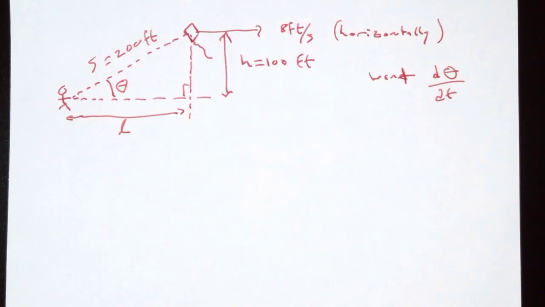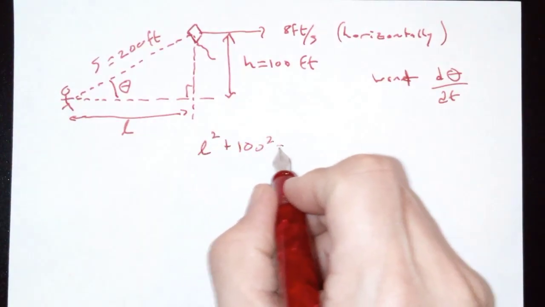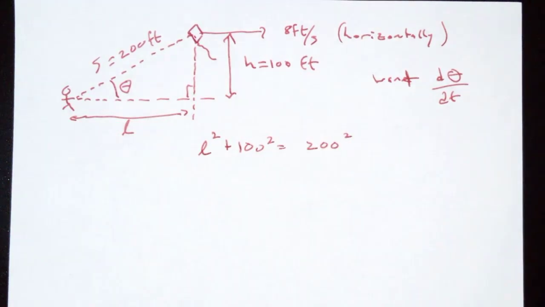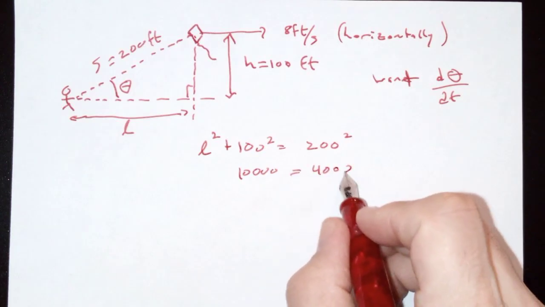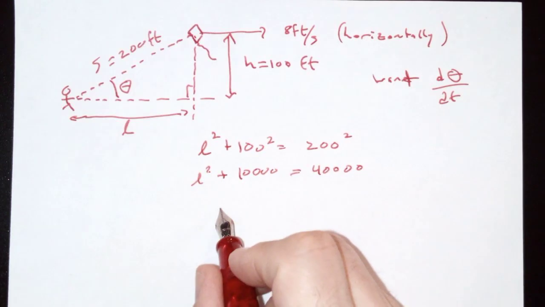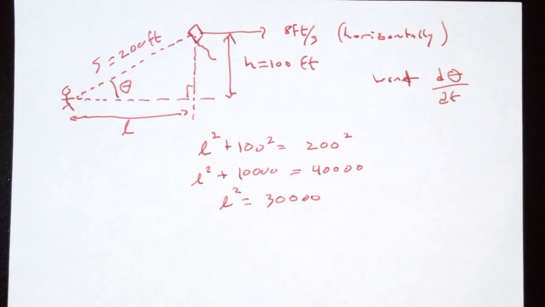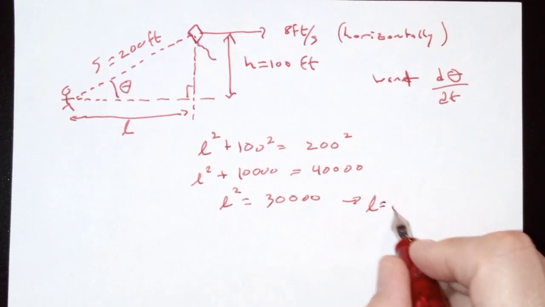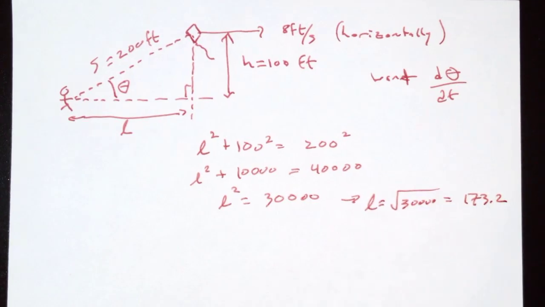How do I find L? Say again? Pythagoras again. So L squared plus 100 squared is 200 squared. Well, 100 squared is 10,000 and 200 squared is 40,000. So L squared is 30,000, which means I can take the square root. L is the square root of 30,000, which is 173.2.